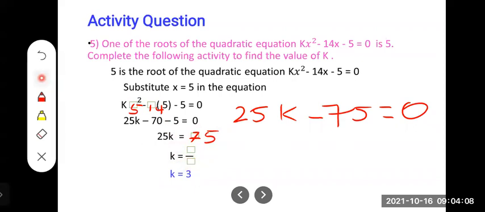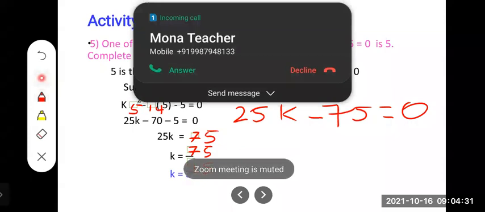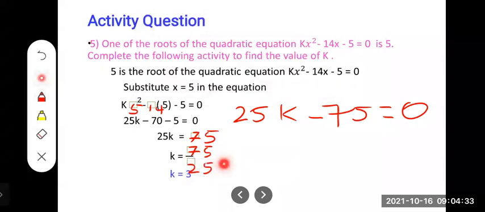Okay. Yes. So here 75 and denominator 25. Okay, students? Yes. So now you see, here 75, here 25. How many times does it go? 3 times. Very good. Okay, so k value is 3.